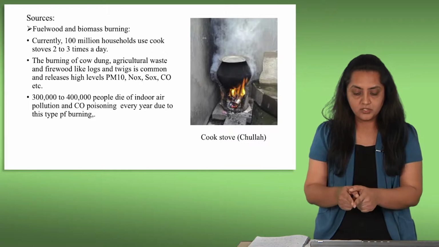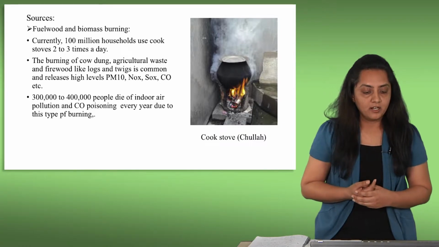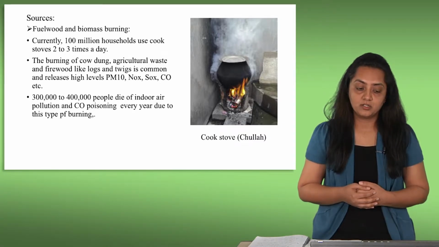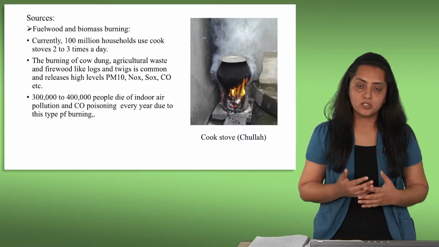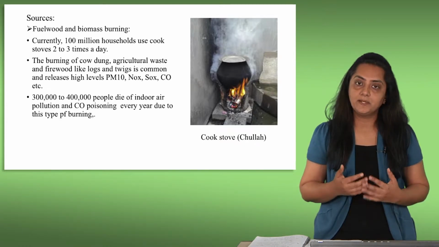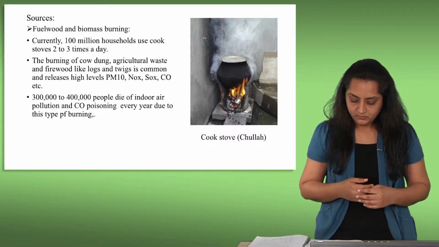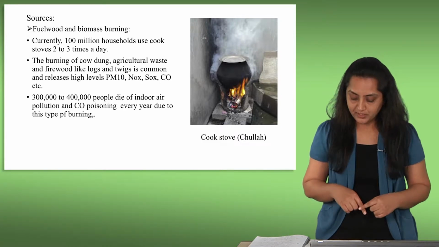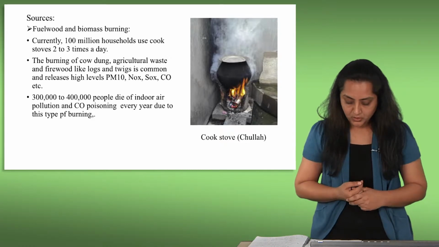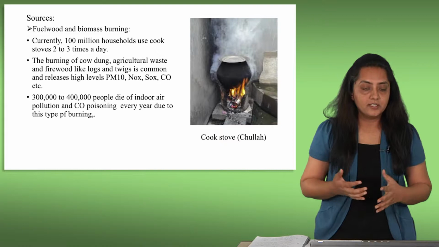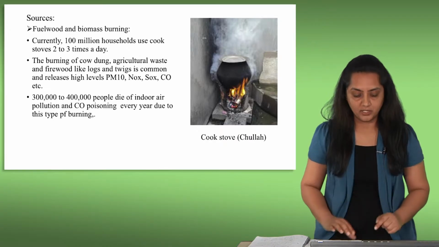And the image you see here is called a cook stove or a chula. So currently 100 million households use stoves 2 to 3 times a day. The burning of cow dung, agricultural waste, and firewood like logs and twigs is common and releases high levels of PM10, NOx, SOx, carbon monoxide, etc. This form of burning releases around 165 million tons of combustion products into India's indoor and outdoor air every year. According to WHO, 300,000 to 400,000 people die of indoor air pollution and carbon monoxide poisoning every year due to this type of burning.